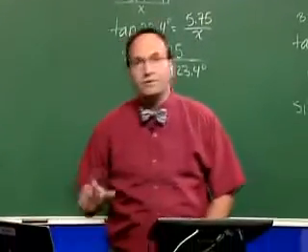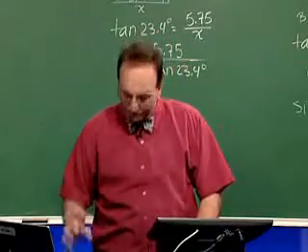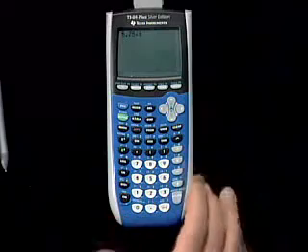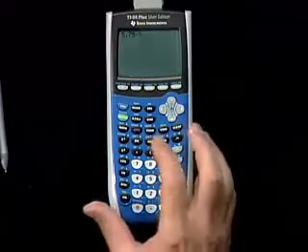So I would want to plug in then 5.75 and divide that by the tangent of 23.4. Hit enter and we'll find that her shadow is approximately 13 3/10 feet.